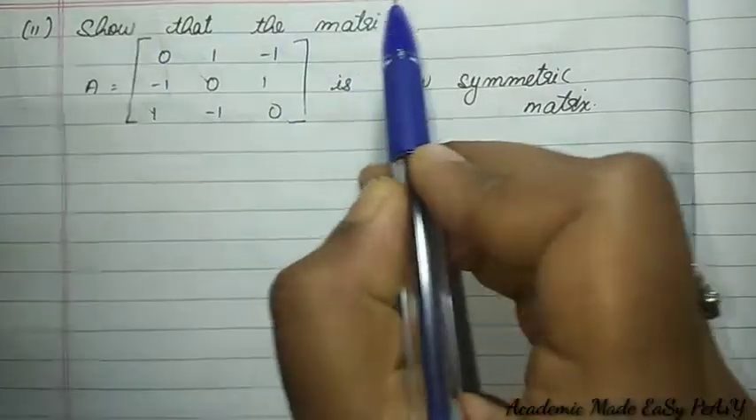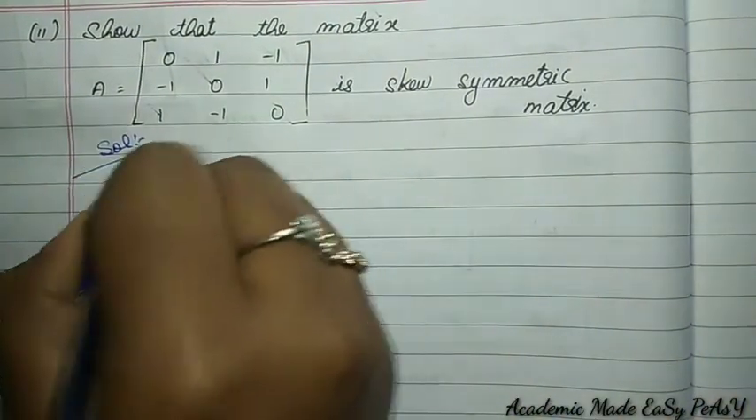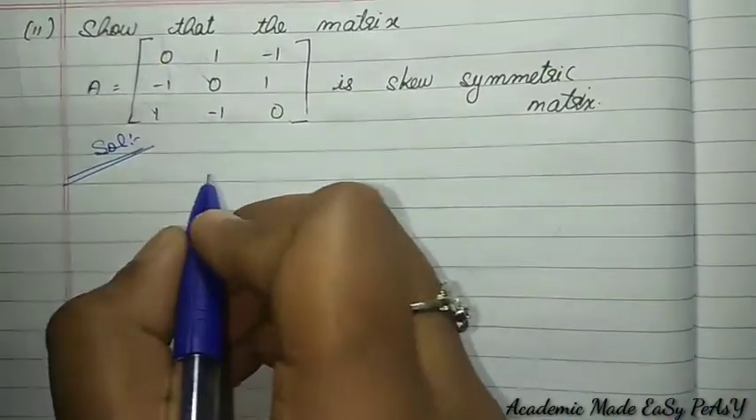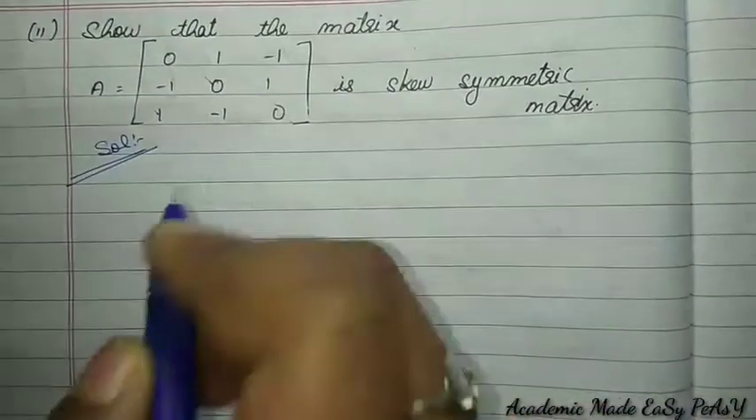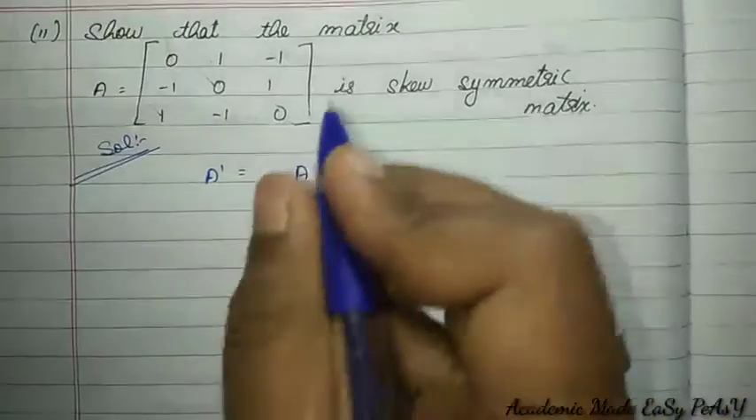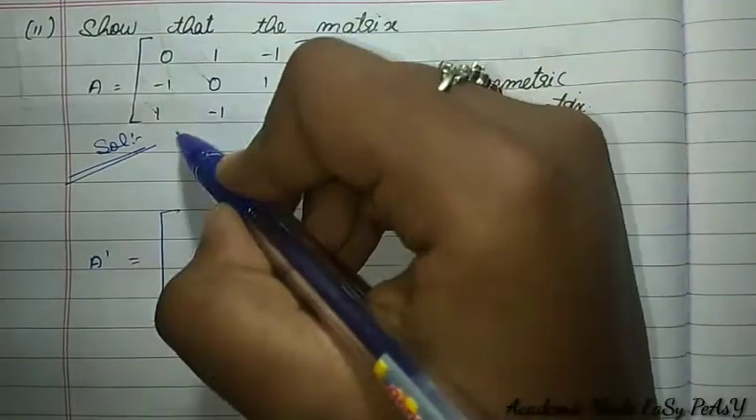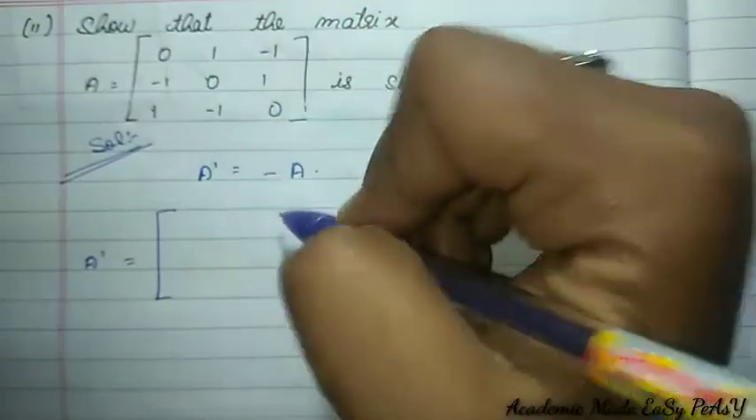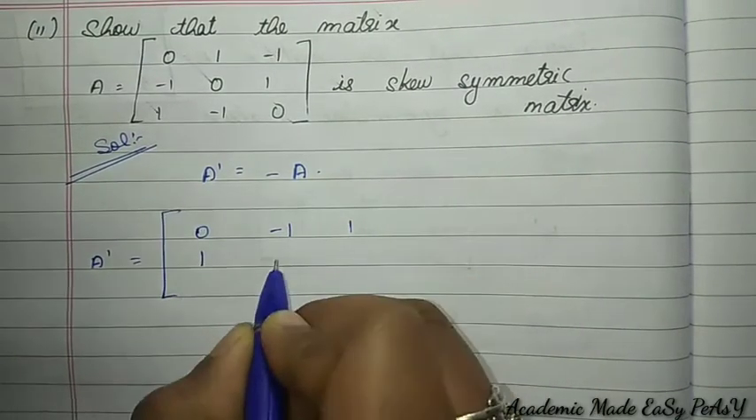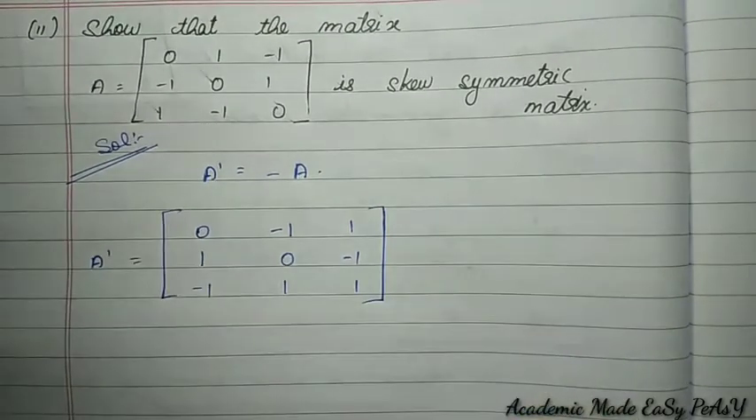Subdivision 2. Show that the matrix A is a skew symmetric matrix. So, we have to prove here also that A is a skew symmetric matrix. What is the condition for a skew symmetric matrix? A transpose should be equal to minus of the matrix A. So, now let's find A transpose. My first column becomes the first row, second column the second row, third column the third row: 0, minus 1, 1, 1, 0, minus 1, minus 1, 1, 0. So this is my A transpose.